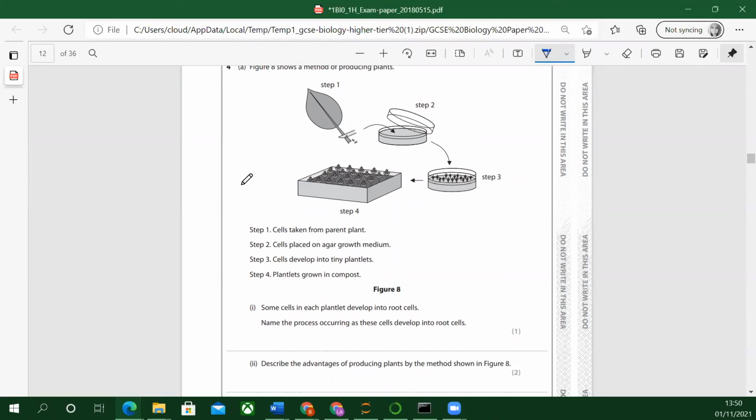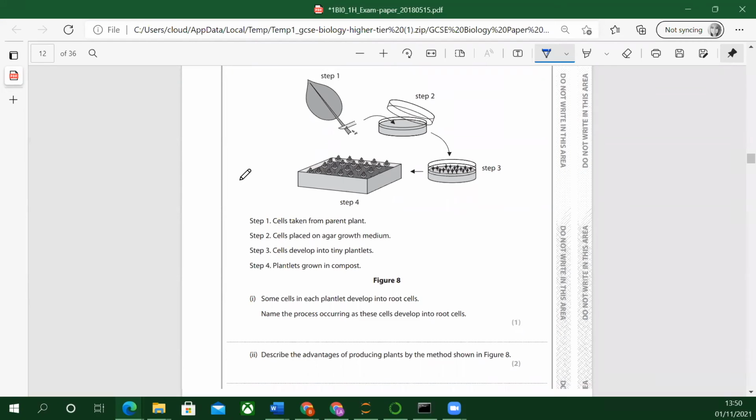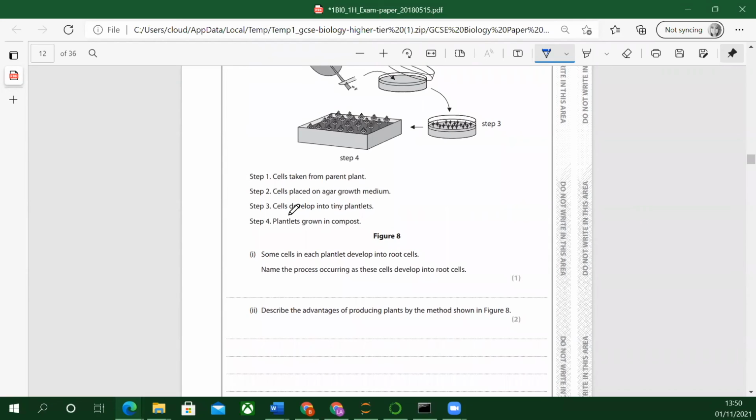So you can actually do this with lots of plants for agriculture. So things like apples, they're grown from cuttings, what's called grafts sometimes. Maybe we'll get onto that because an apple variety like a Golden Delicious will be a graft, it'll be a clone. Okay, so they're clones of the original plant. So some cells in each plant develop into root cells. Name the process occurring as these cells develop into root cells. So it's a process where cells change to become specialized. And this process is called differentiation.